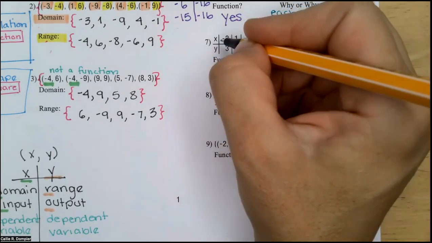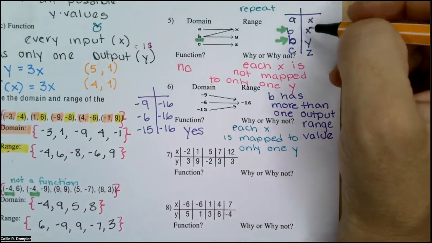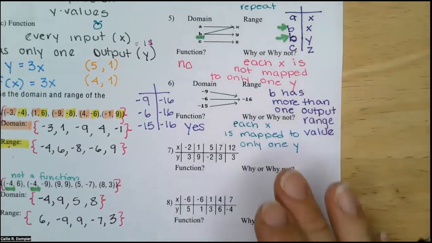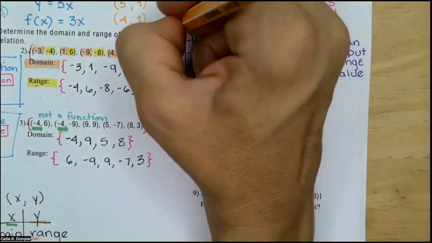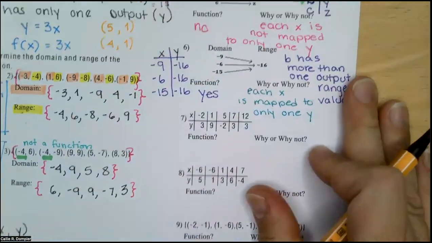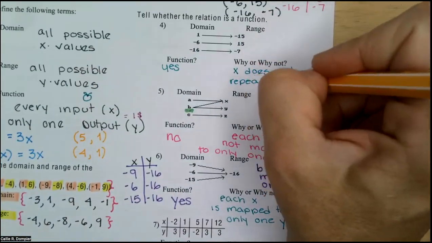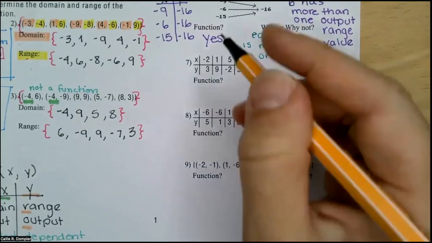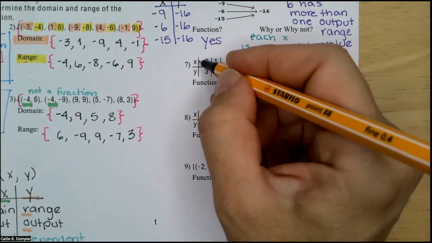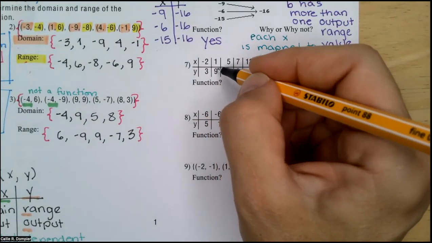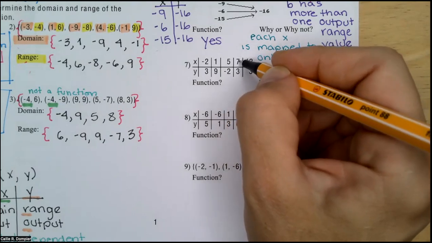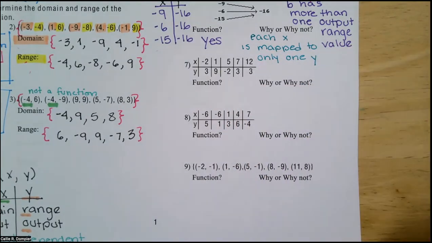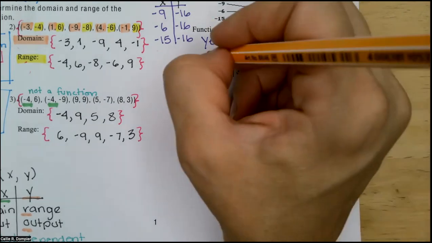Number 7, let me get back to my black because there are too many colors. All right, this is a table, but it's a table that's just sideways, okay? Compared to the tables I've been making, my XY tables that I should label as XY tables. Good? So, X of -2 maps to 3, 1 maps to 9, 5 maps to -2, 7 maps to 3, 12 maps to 3. Is it a function?